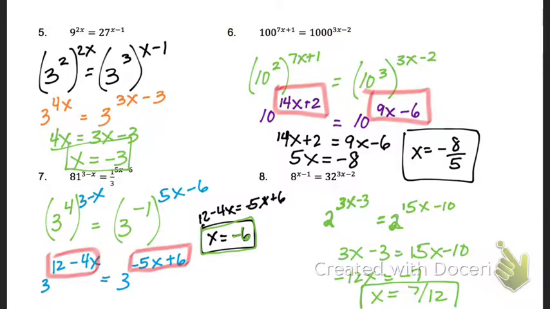Okay, so for number 5, I reduced them both to be a base of 3. Not number 5. We're doing 7 and 8. Number 7, I reduced to a base of 3. Remember, if you have a fraction, it becomes a negative exponent. And then number 8, reduced to a base of 2. Notice that I just went straight to the second step. I just knew I was going to multiply this by 3, and I was going to multiply this by 5. So I just went ahead and skipped a step.